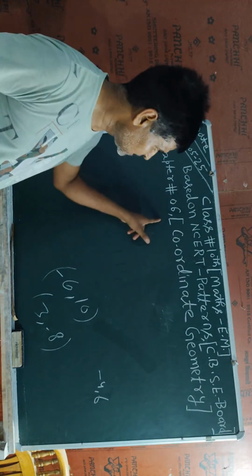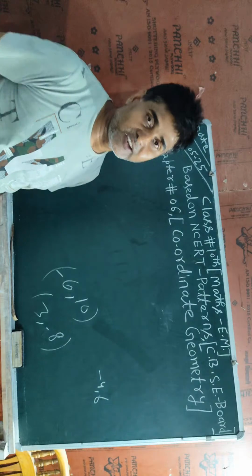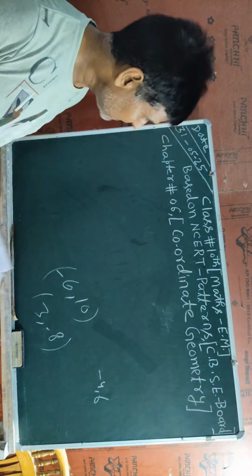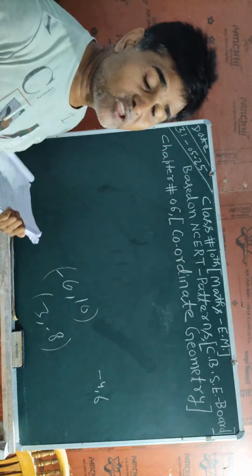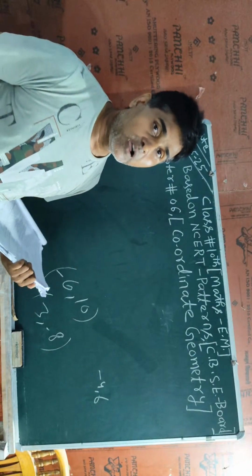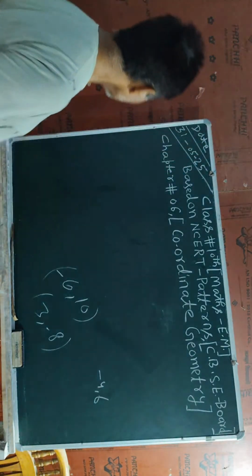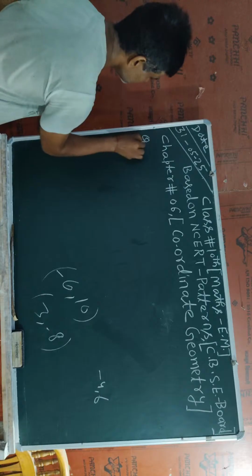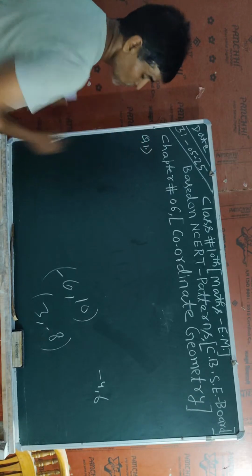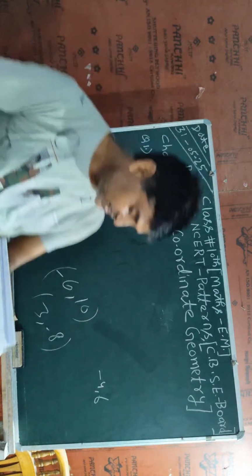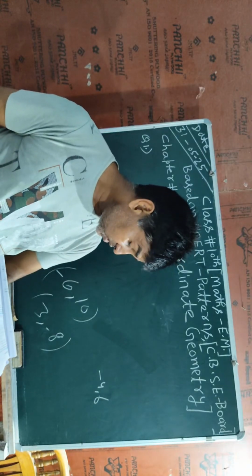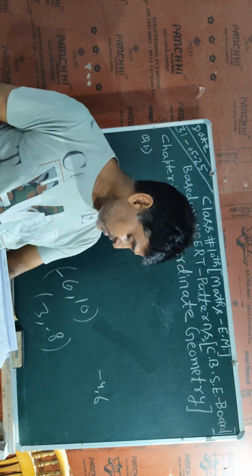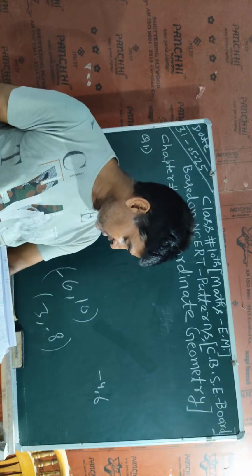This is chapter number 6, whose name is coordinate geometry. Now I am going to write one question, and that question is based on the section formula. So here I am going to write question number 1. Okay student, you concentrate on this question from start to end for developing your good knowledge on this topic.